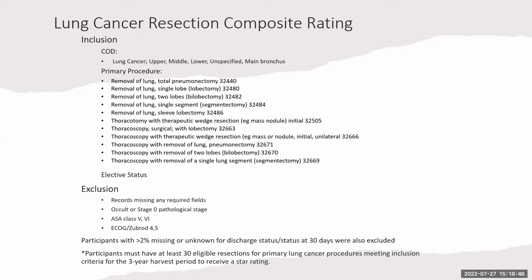The other two that we have as far as the composites, that are new, are the lung cancer resection composite rating. Rather than going through all the details, because it's pretty much all the same, I just wanted to talk about the inclusion and exclusion criteria, which is all here. You'll see it's pretty similar to lobectomy with just the addition of category disease. They've also included lung cancer main bronchus. And then you can see your primary procedures. We have all of our lung resections available here. And then similar to lobectomy, we have the same exclusion information, and they have to have at least 30 eligible procedures within that 3-year period to receive a star rating. Next slide.